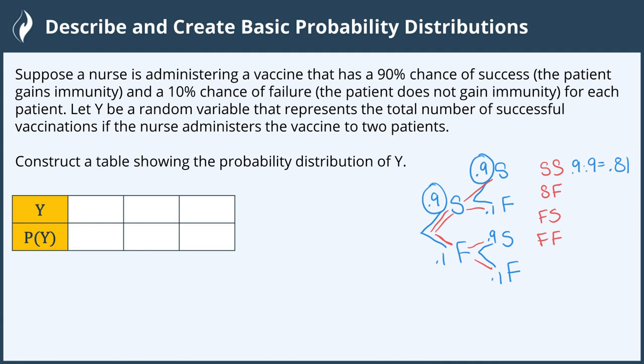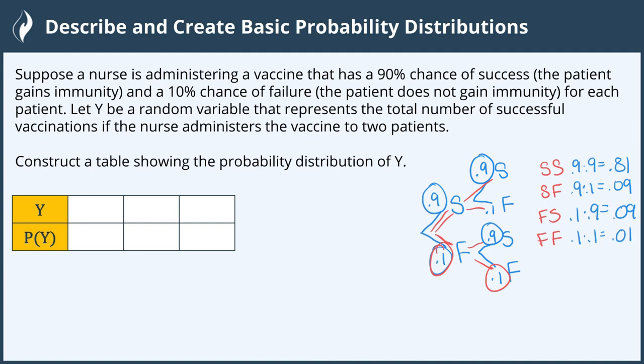The success and failure is 0.9 times 0.1, which gives us 0.09. The failure and success is 0.1 times 0.9, which is 0.09. And the failure and failure is 0.1 times 0.1, which is 0.01.